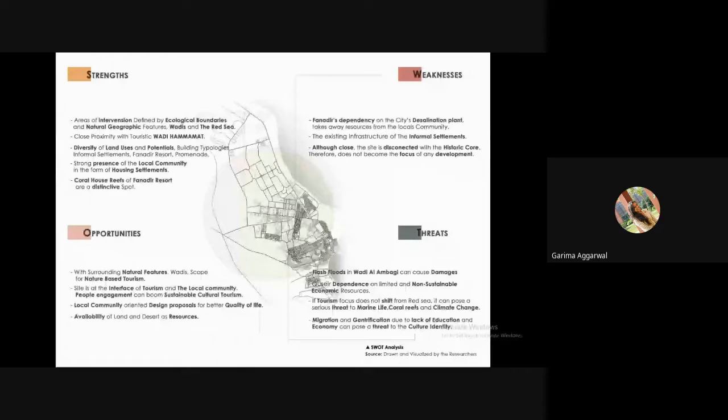And for the threats, there's flash floods. Again, over-tourism can pose a threat to the marine life. And also, because of the lack of education and other opportunities, there's a threat of migration and gentrification in the city.